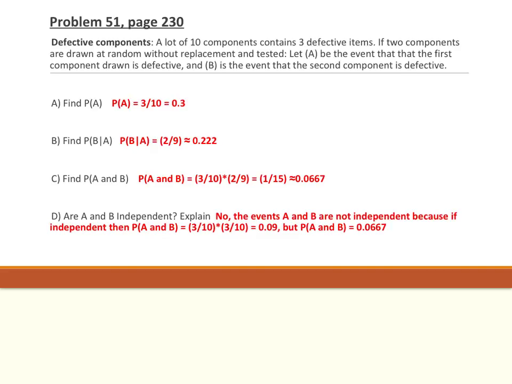So now we're going to go to a different problem in the book where we are given problem 51 on page 230. Defective components. A lot of 10 components contains 3 defective items. If two components are drawn at random without replacement and tested, let A be the event that the first component drawn is defective, and B is the event that the second component is defective.